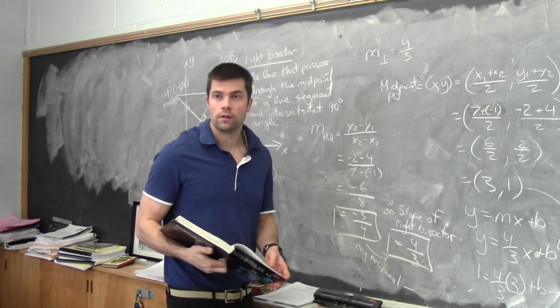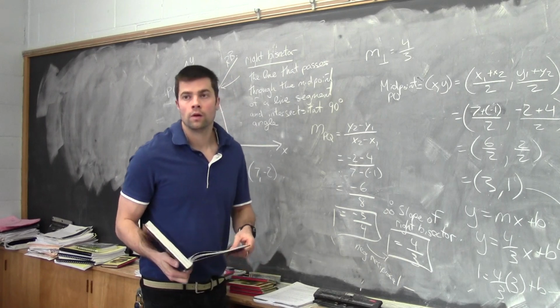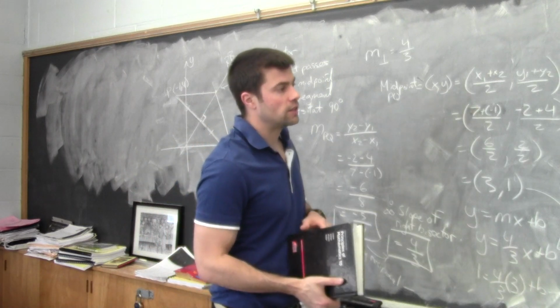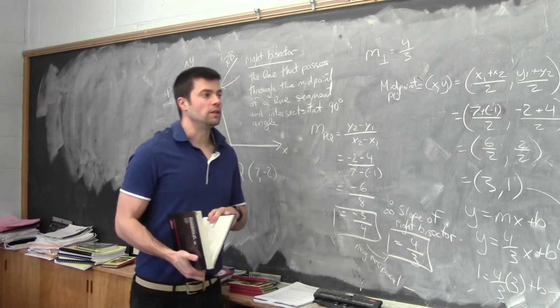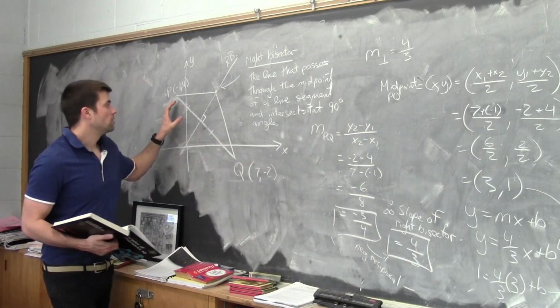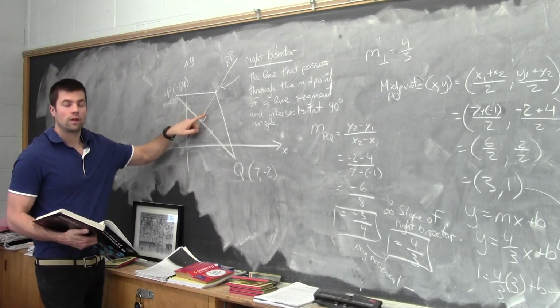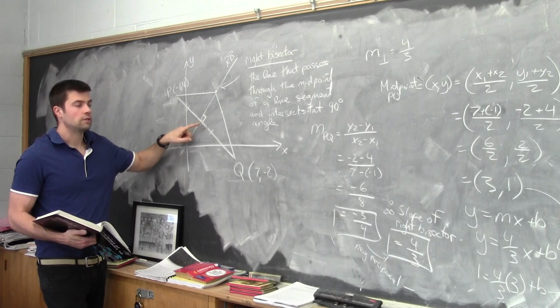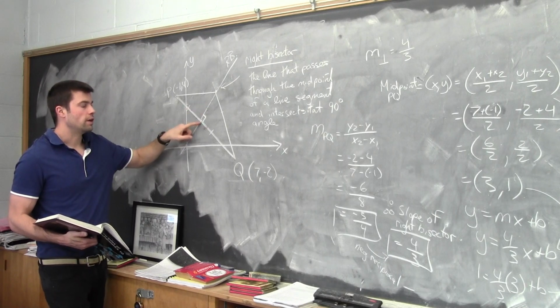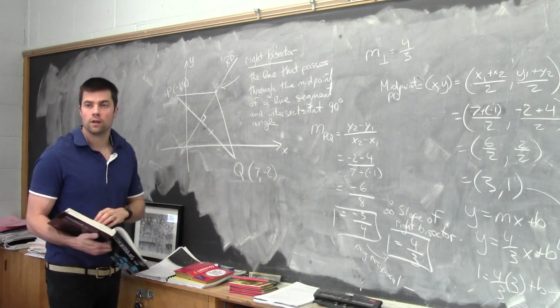Any questions there? Okay, so right bisector is actually a little bit easier than finding the median because it tells us two things about this line. It tells us the slope, and it also tells us a point on the line. The slope being the negative reciprocal, and the point being the midpoint between these two points. Any questions?